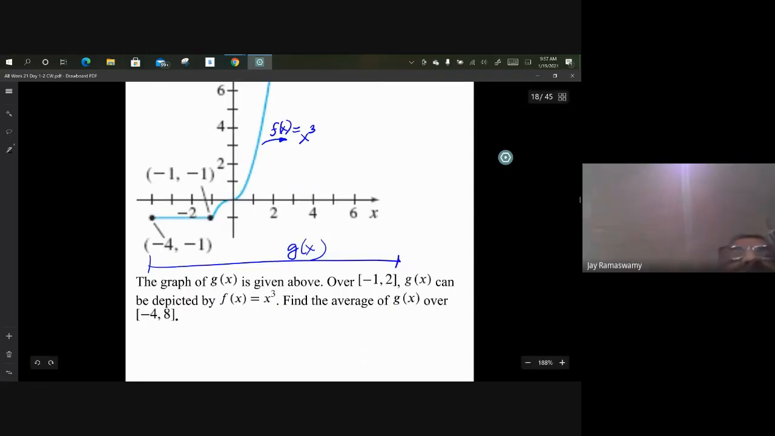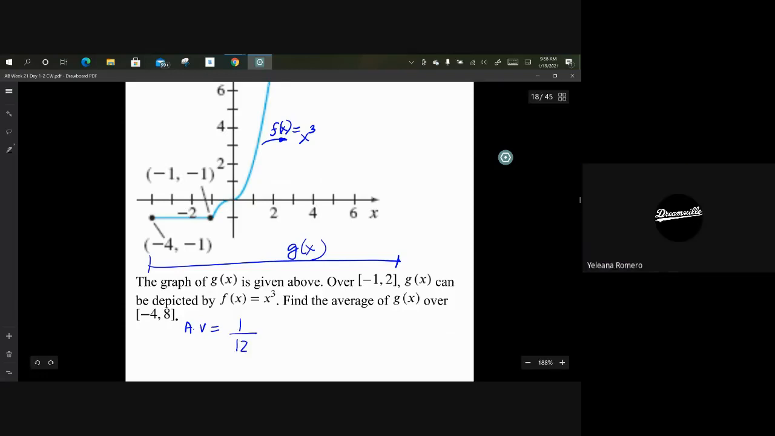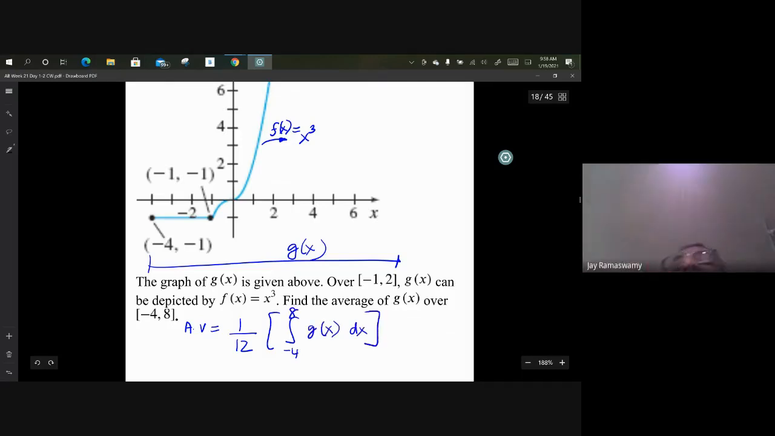Okay. Let's read the question. It says find the average of g of x from -4 to 8. How do we interpret the problem? Find the average of g of x from -4 to 8. Go. 1 over 12, integral from -4 to 8 of g of x dx. Okay, stop. In simple language, everybody, don't freak out.